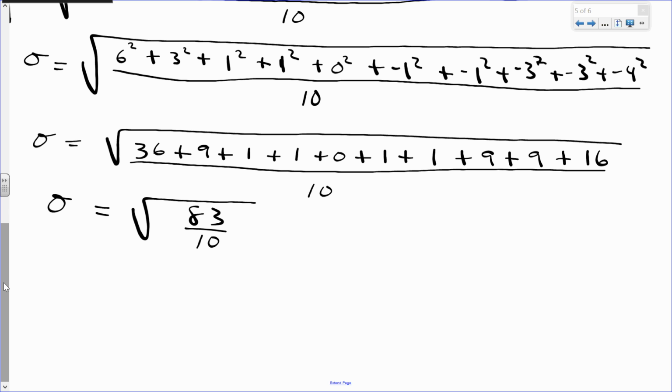So far, so good? So the standard deviation then is the square root of 8.3, because 83 divided by 10 is 8.3. Let me type 8.3 into my calculator and hit the square root button. I'll round to the nearest tenth. 2.9. So the standard deviation then is 2.9.